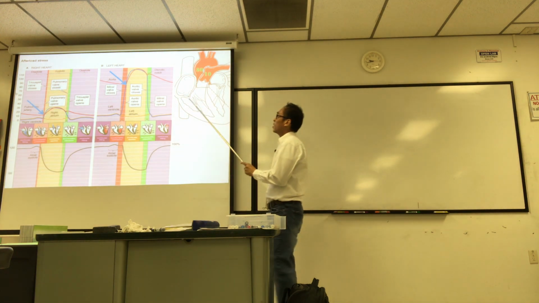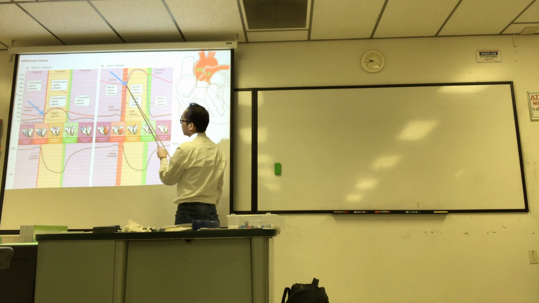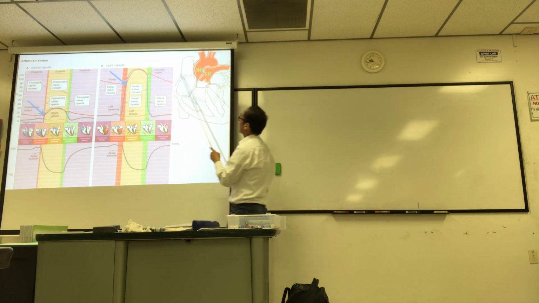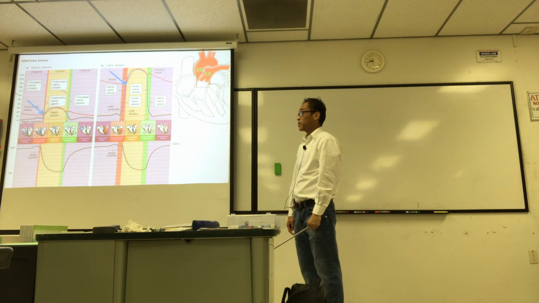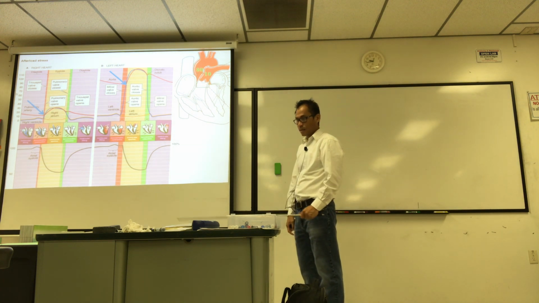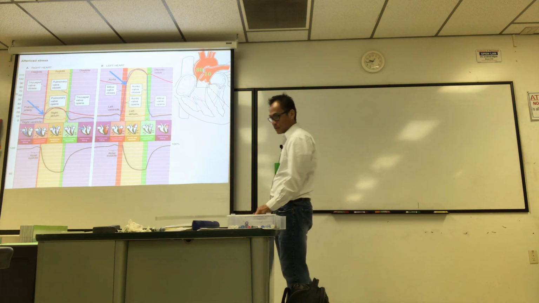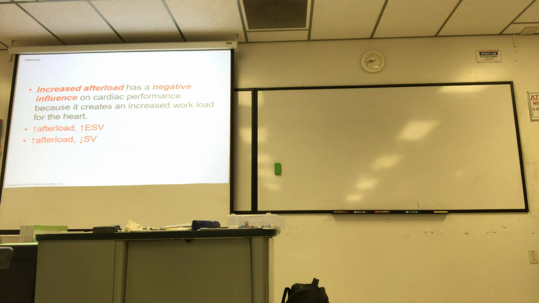What I'm pointing out here is I point to here, that's about 10, and I point to here, it's about 80 or 90. 80, 10. So that's kind of like the afterload stress that each ventricle has to contend with. Okay, you have to overcome that pressure to eject blood into the artery that's connected to it. Now, an increase in afterload stress has a negative influence on cardiac performance because you're increasing the workload for the heart. It has to work harder.